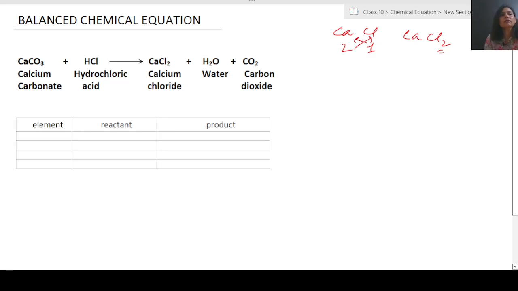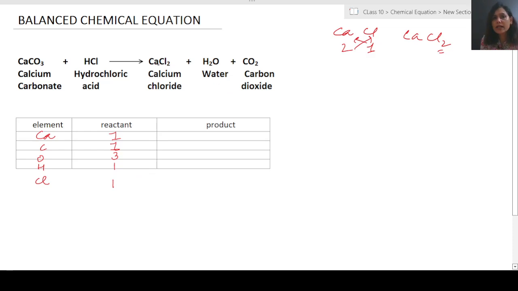Now here CaCO3 plus HCl. Obviously the first thing is to list them out. Ca is there, then C is there, O is there, then H is there, and Cl is also there. Now count. Ca is 1, nothing is written at the foot, so Ca is 1 here. Then at the foot of C nothing is mentioned, so C is also 1. At the foot of O 3 is there, so you will write 3. At the foot of H nothing is mentioned, so it is 1. At the foot of Cl also nothing is there, so it is 1.